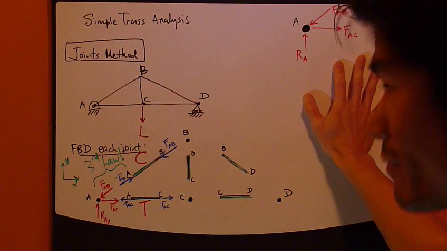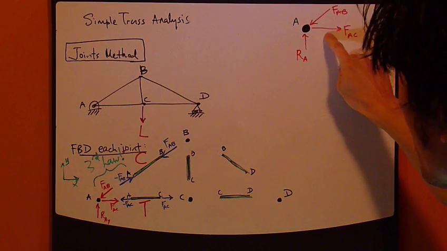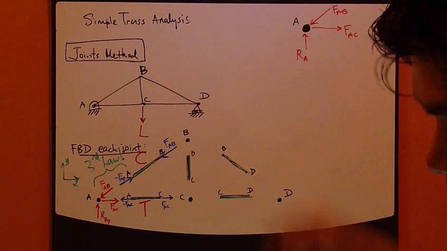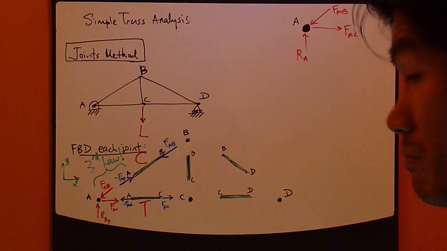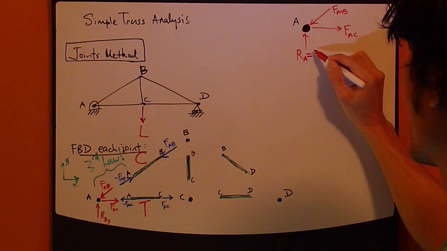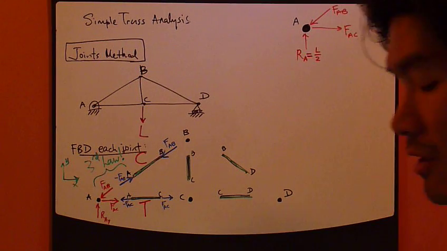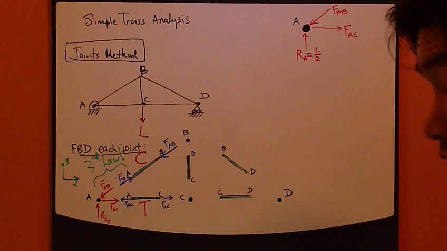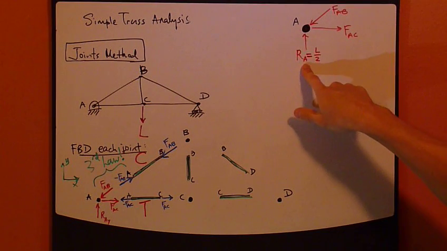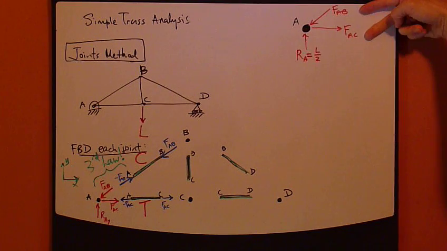Here, let's do the math. Let's try to calculate FAB and FAC. Now that we have figured out the direction of these two unknown forces, let's find out the equations. RA, I know from before, is 1/2 of the load. Now, load is a given quantity. We do know that. So RA is a known quantity, which means that in this free body diagram, I have two unknowns.